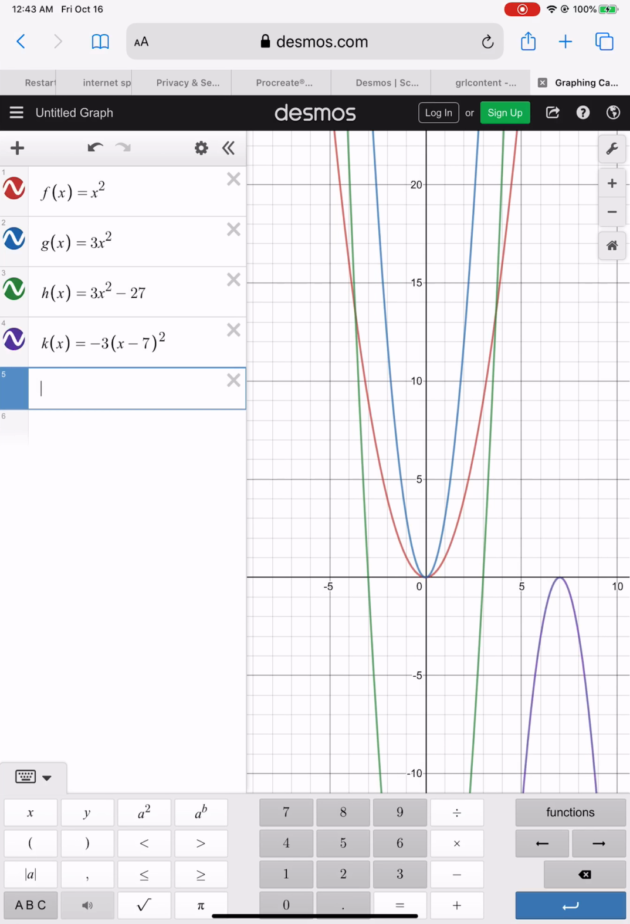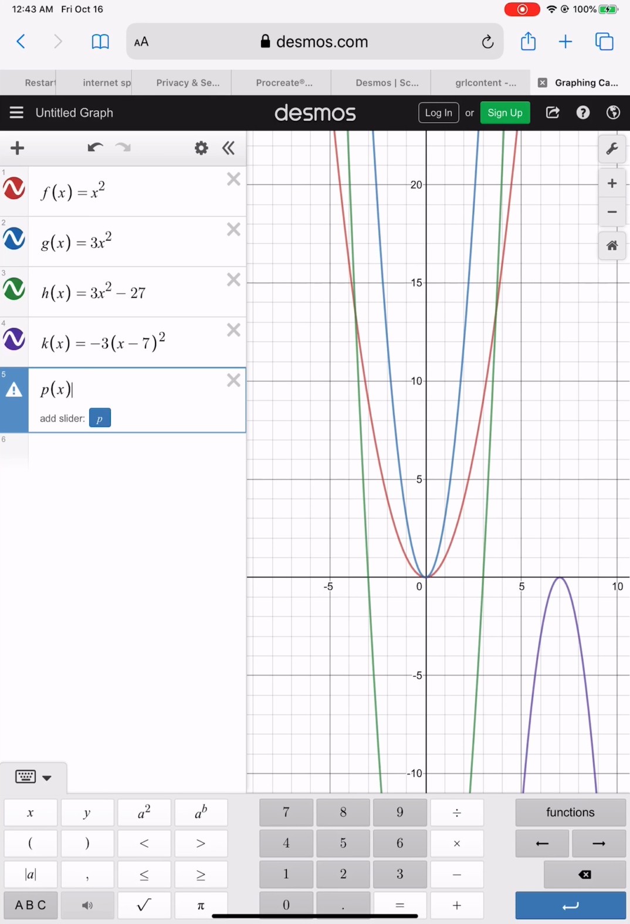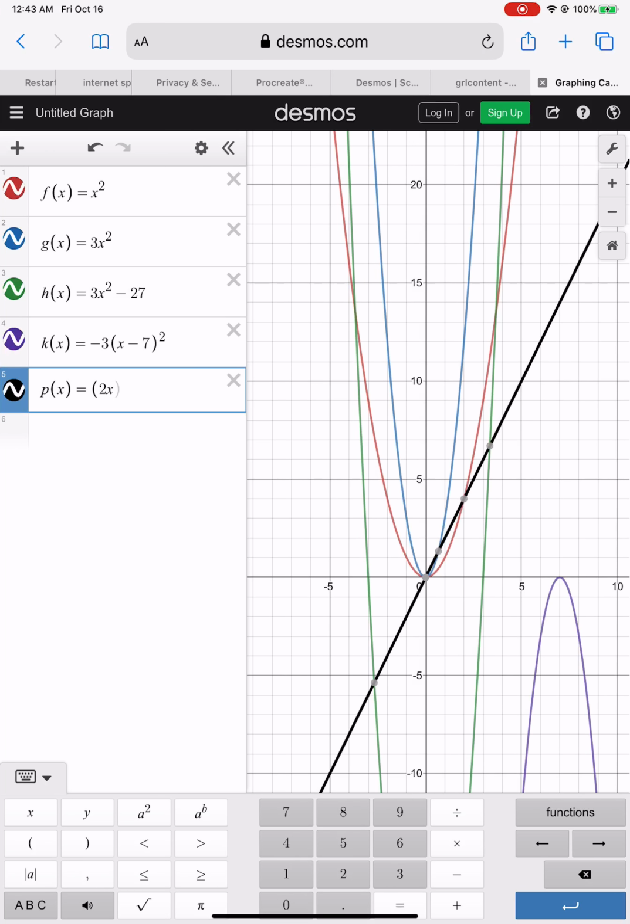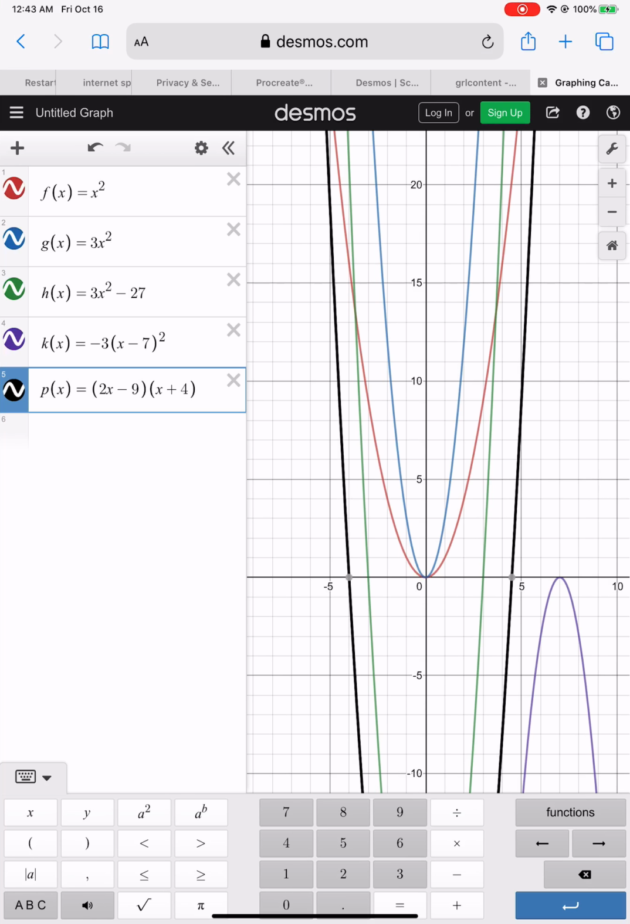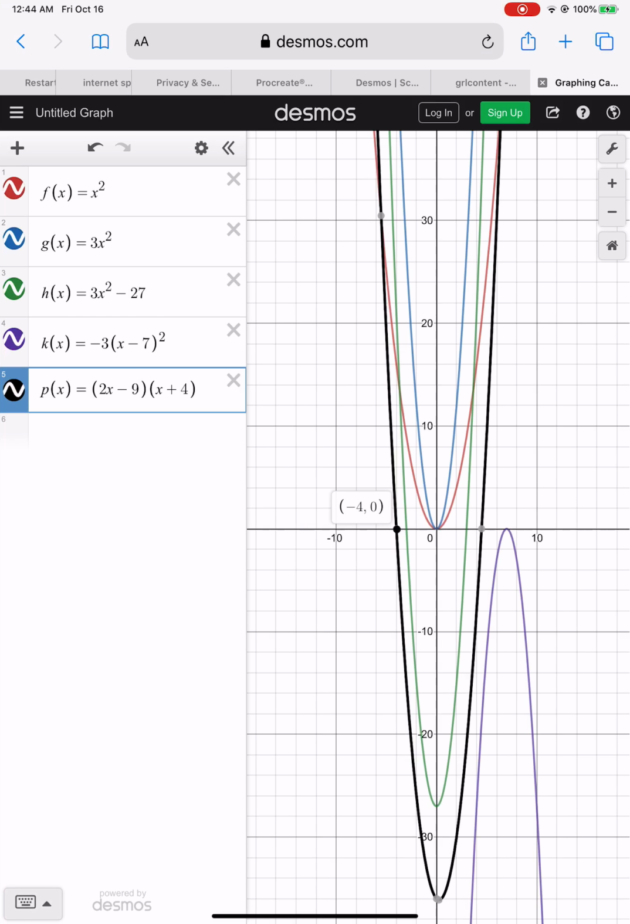Okay, the last function will be the p function. Open parentheses: 2x minus 9, times x plus 4. The black graph represents the p function, sorry. For the x-intercepts, one is negative 4, and the other root is going to be 4.5. So if you use decimals, you can easily graph the quadratic function, actually any function, okay?